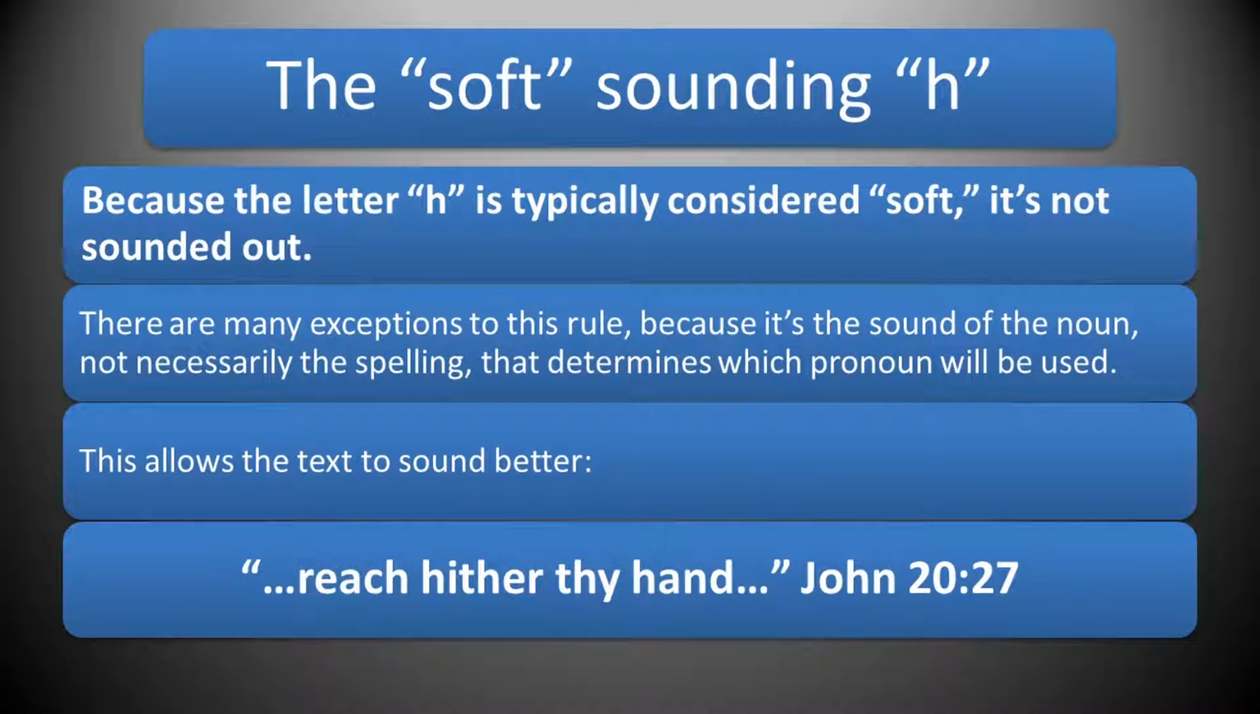There are exceptions to this rule because it's the sound of the noun, not necessarily the spelling, that determines which pronoun will be used. And this allows the text to sound better. So we find in John 20:27, the opposite of the previous verse, reach hither thy hand. There are two H sounds together here, hither and hand.